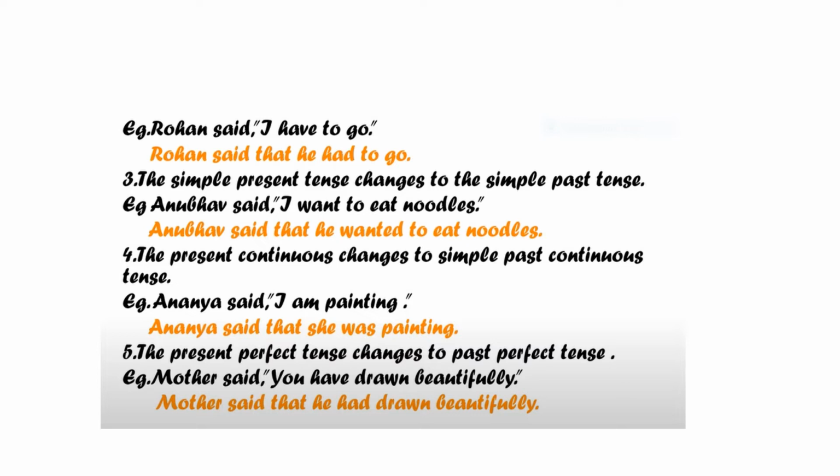Number 5. The present perfect tense changes to past perfect tense. The example is: Mother said, "You have drawn beautifully." Mother said that he had drawn beautifully. So, present perfect "have drawn" is changed to "had drawn," that is past perfect.